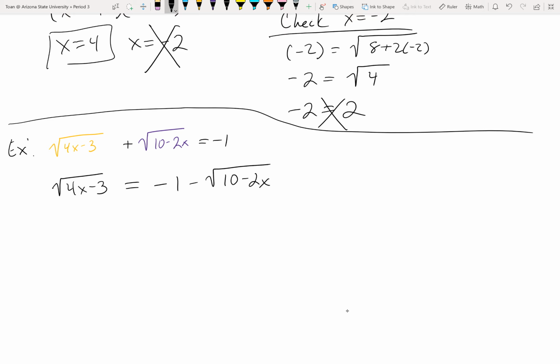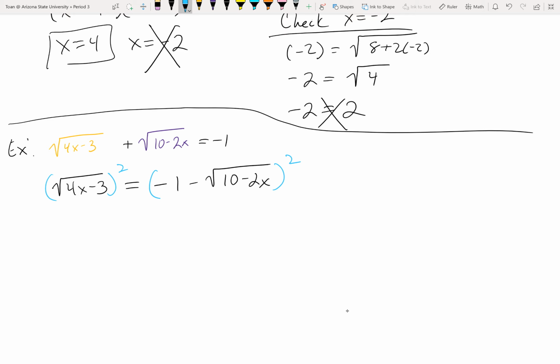Here, the radical 4x minus 3 is happy. It's isolated. But you know what? The other radical, the radical 10 minus 2x, he's not happy because he has that negative 1 there. And you can go back and forth all day long, and you'll never be able to isolate both of them. So this is a lesser of two evils. We can't isolate all of them, but at least we want to isolate one of them. So since the radical 4x minus 3 is isolated, we'll go ahead and use an exponent here.